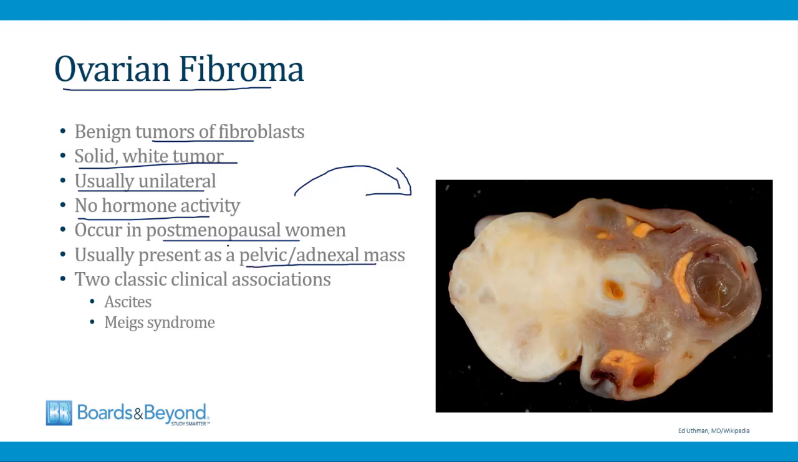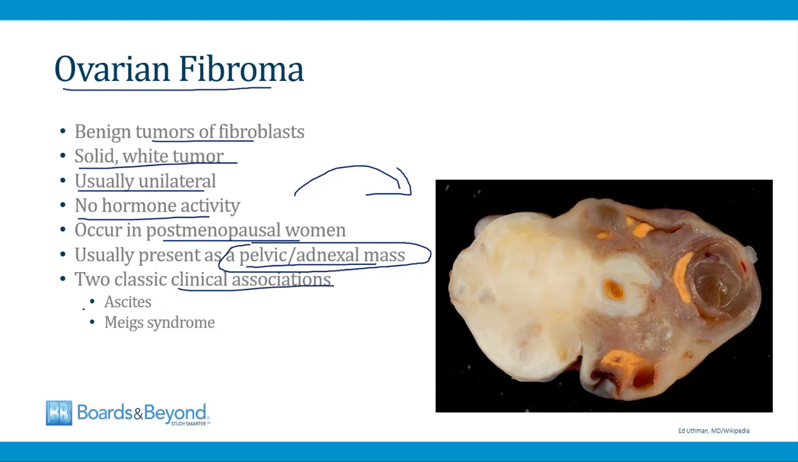So in a postmenopausal woman with a pelvic or adnexal mass, the first thing you're going to think about is an ovarian epithelial cell tumor, which we'll talk about in a minute. But sometimes after surgical removal of the ovary and the mass, you find out that the woman actually has a fibroma. And there are two classic clinical associations with ovarian fibroma.